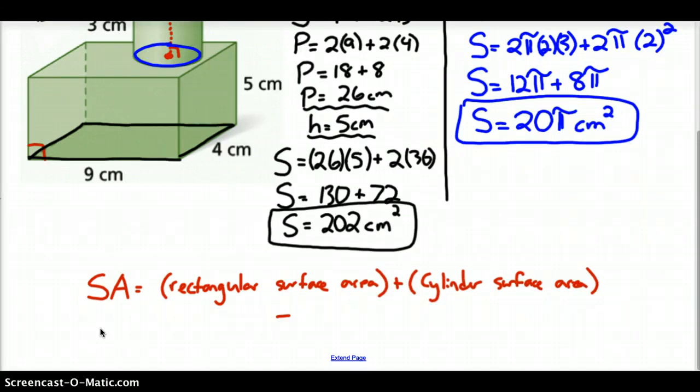minus, and this is the part where we have to take into account this blue base up here. Well, that blue base is not going to be part of our rectangular surface area, and it's also not going to be added into our cylinder surface area. So we actually have to subtract 2 times the area of the cylinder base.